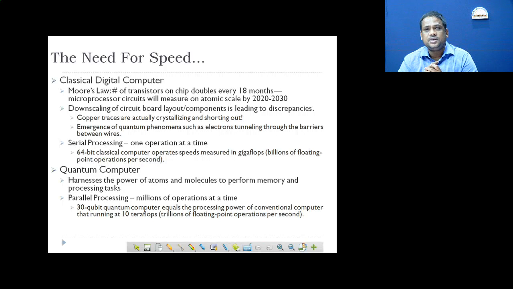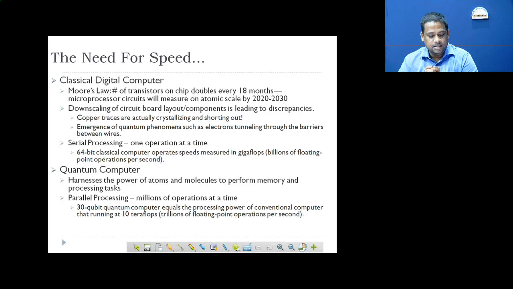The copper traces are crystallizing and shorting out. Quantum phenomena such as electron tunneling through the barriers between the wires we are using nowadays are emerging. The basic shortcoming of the digital computer is serial processing, that is, it can process only one operation at a time. For example, a 64-bit classical computer operates at speeds measured in gigaflops, that is, billions of floating point operations per second. This is the limitation, but complex applications require more processing power than this.